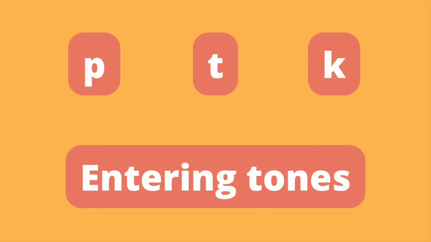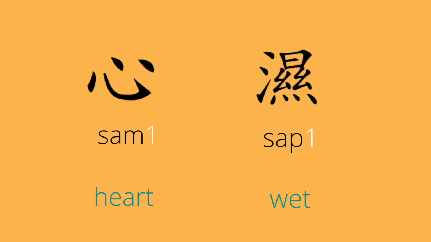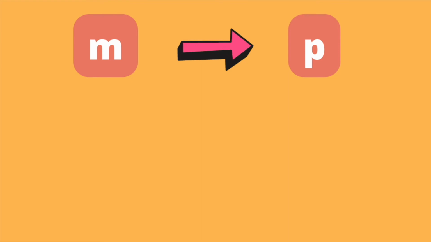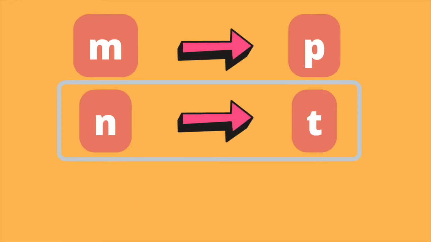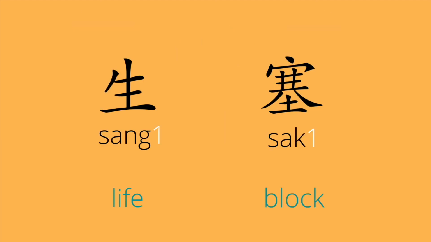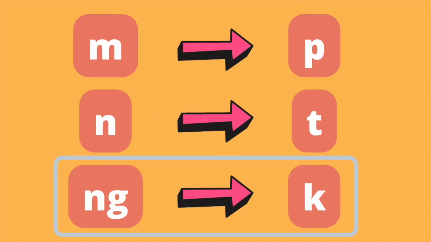Whenever you see a word with the last letter P, T, or K in Jyutping, they are the words in entering tones. I'll give you a few examples. The first one, some and sup. In this pair, when the last letter is changed from M to P, the word finishes the sound quicker. The second one, sun and sup. In this pair, when the last letter is changed from N to T, the word finishes the sound quicker. The last one, sung and sup. In this pair, when the last letter is changed from NG to K, the word finishes the sound quicker.